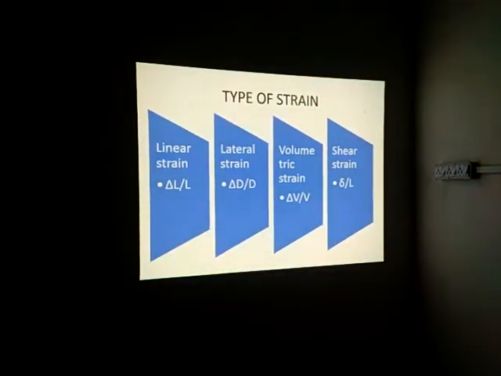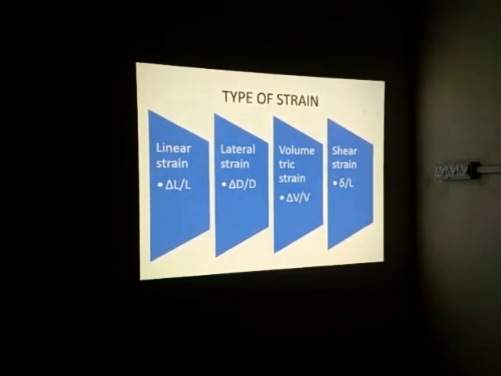If we discuss what are the various types of a strain, going one by one, the most common strain is a linear strain, which occurs in the direction of the action of force, in the line of action of force, and this is equal to delta L by L, the change in length divided by initial length.